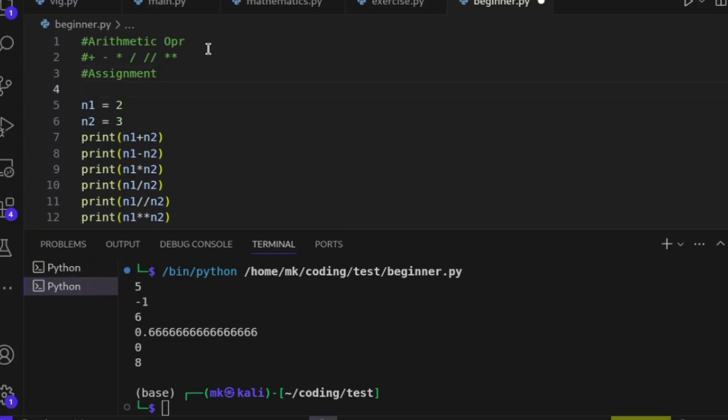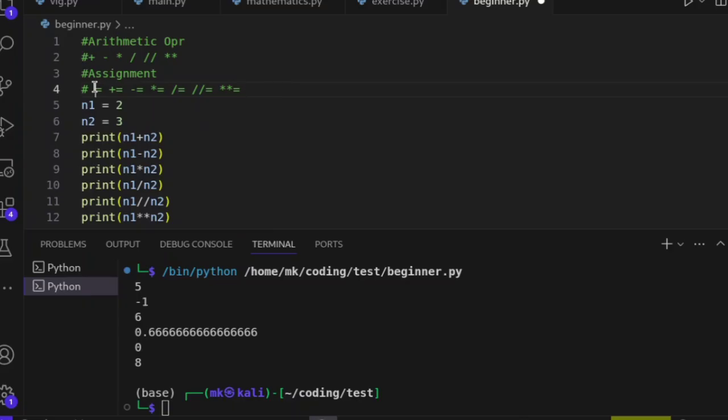So in assignment operators, we have the equal sign, plus equal to, minus equal to, times equal to, divide by equal to, and then asterisk asterisk equal to. So what it means is assigning a value to a variable.